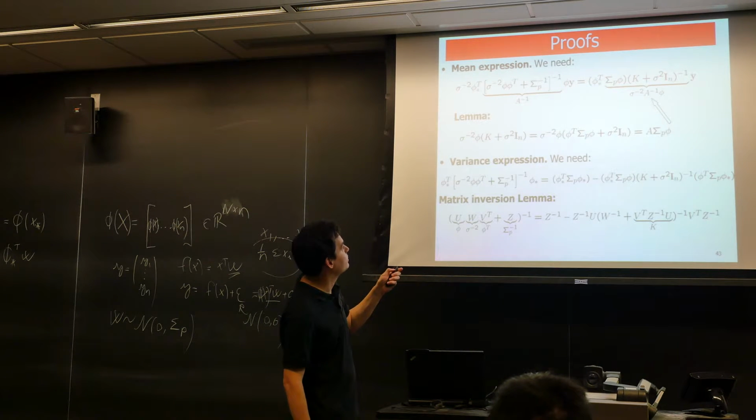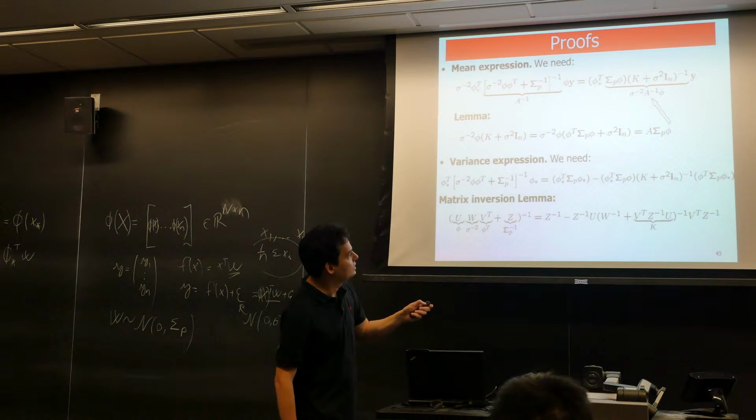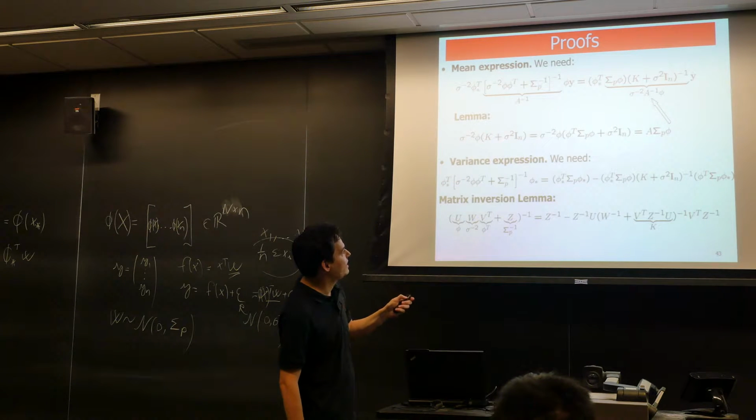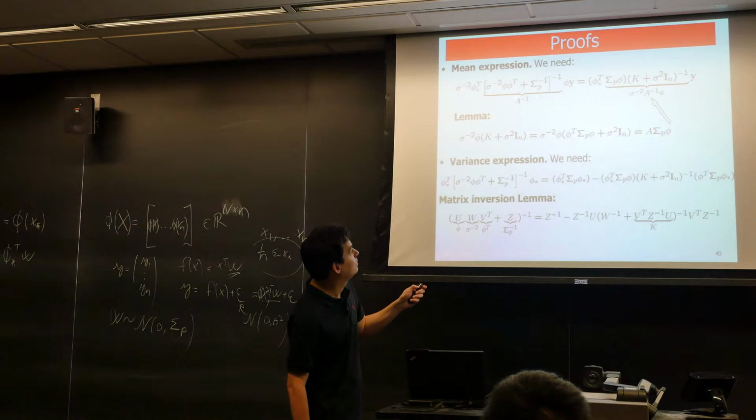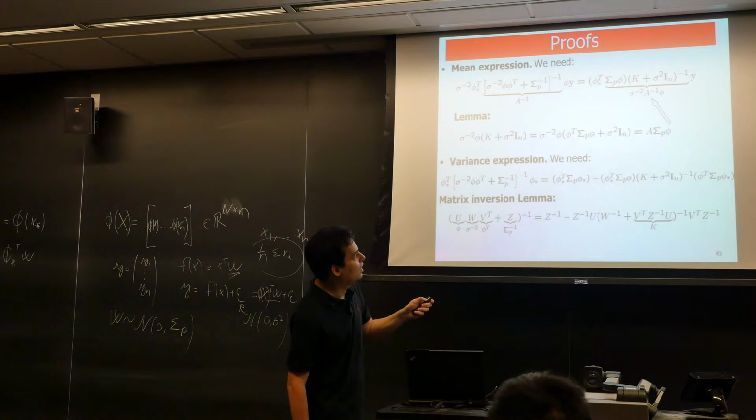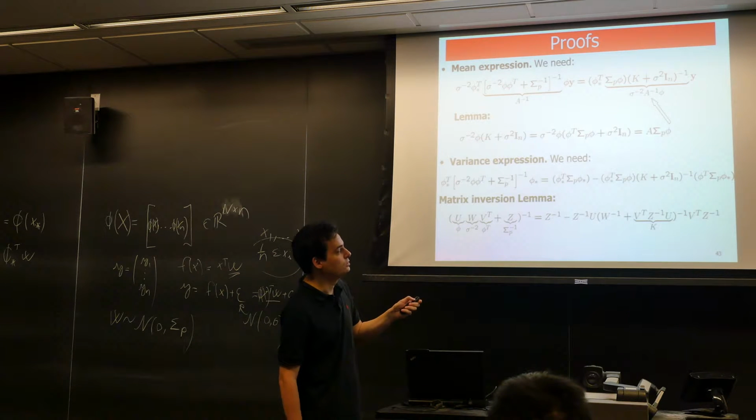The mean is very simple. You just need this lemma, where K is by definition this phi transpose sigma phi, and you just need to prove that this expression is A times sigma times phi, where A is this guy here. If you plug A here, you will see that this is indeed the identity. And from this, you can prove that this expression here is this quantity, and that's what we needed to prove.